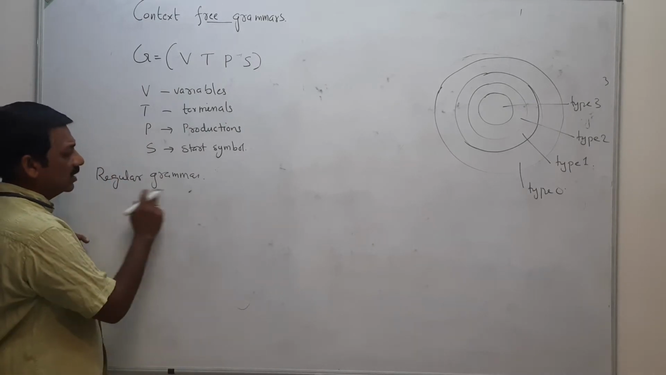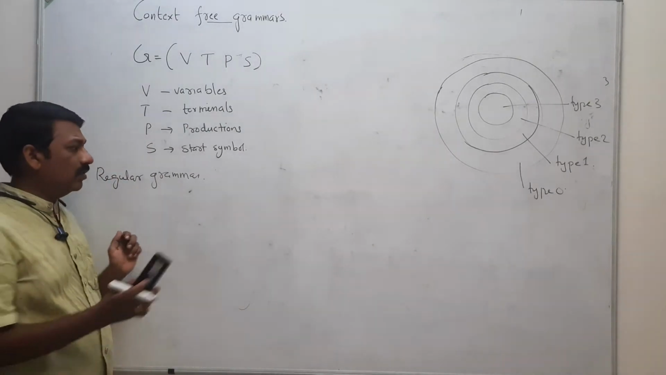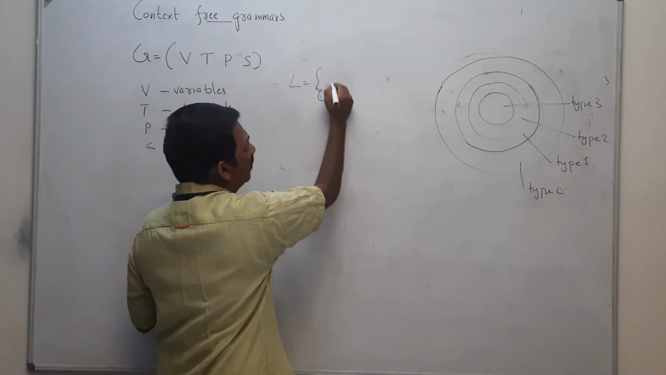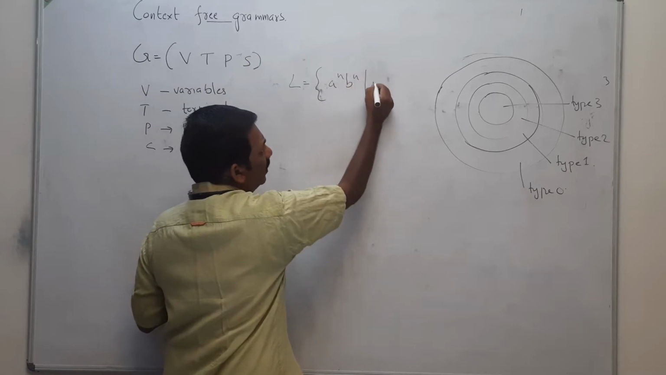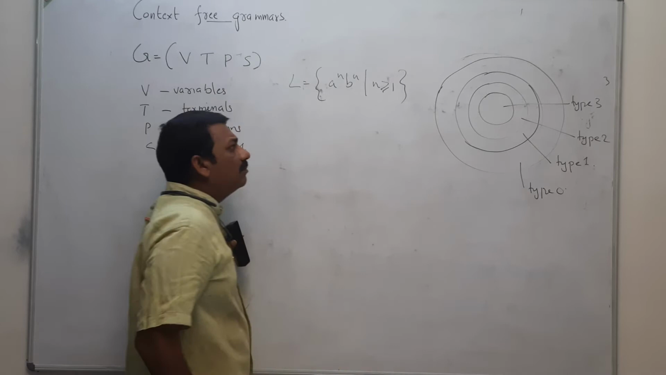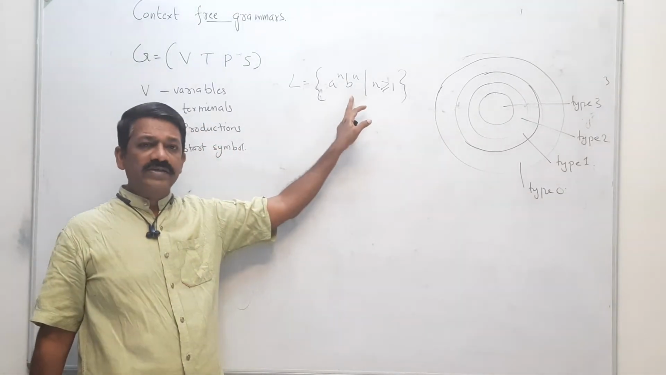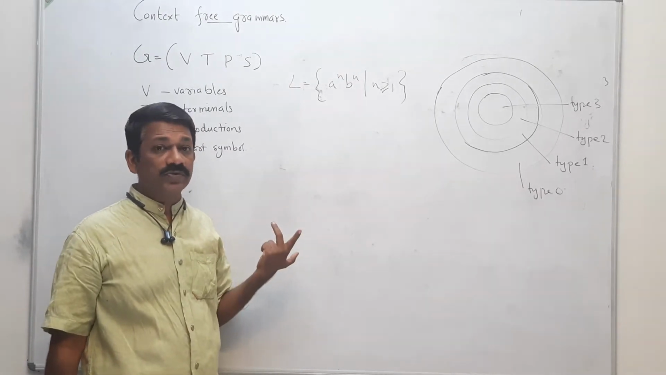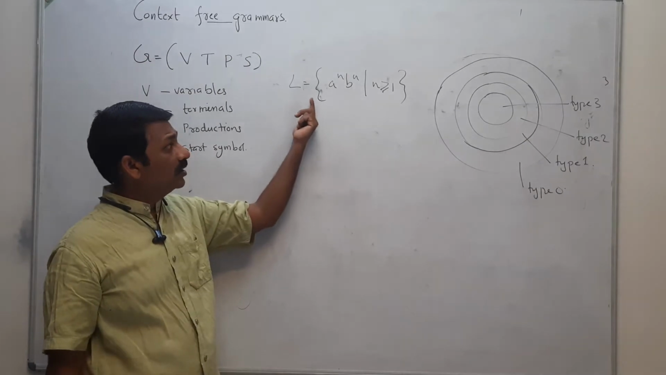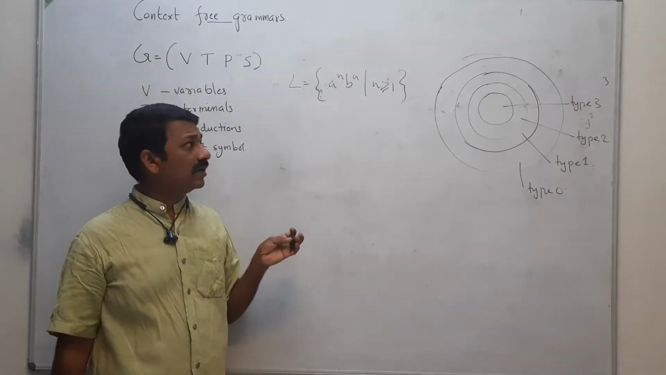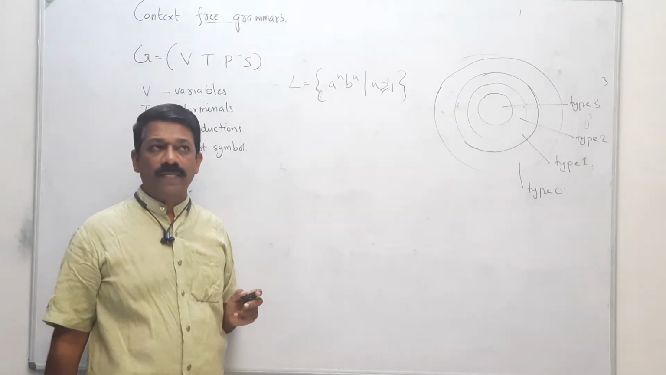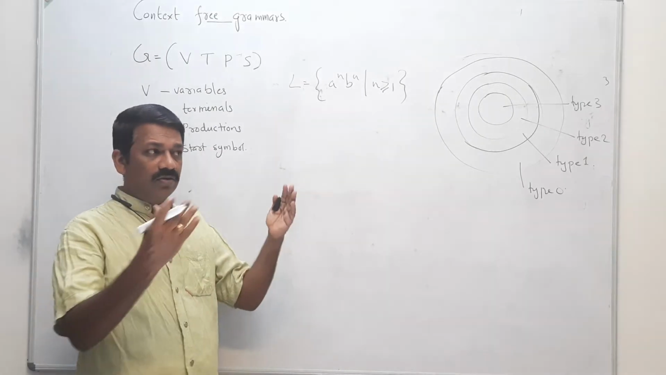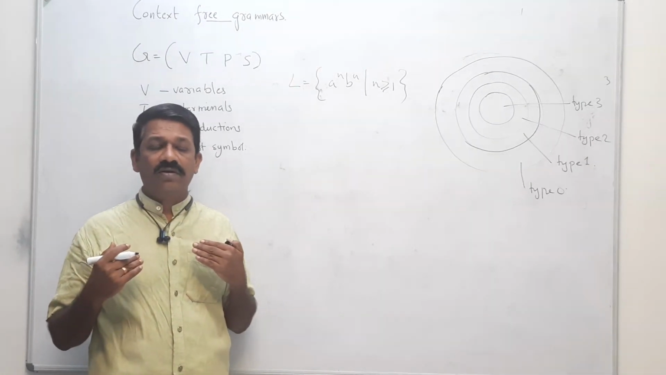See here, this is regular grammar, and some languages, like say L is equal to a power n b power n where n is greater than or equal to 1, cannot be accepted by a finite state automaton. That we have already proved using the pumping lemma. Using the pumping lemma, we proved that a raised to n b raised to n, where n is greater than or equal to 1, is not regular. So we have to find another way to accept those languages.